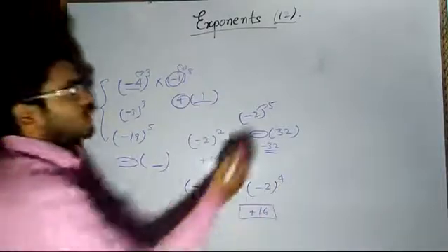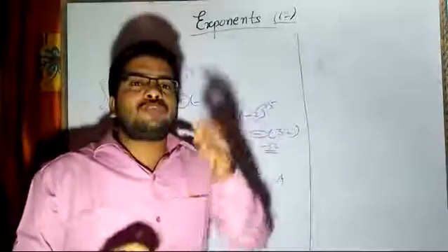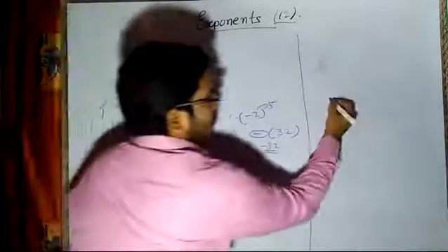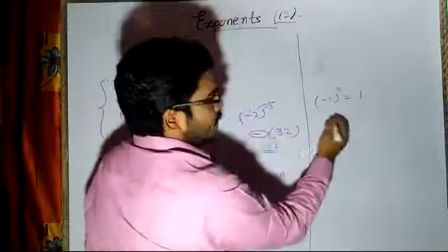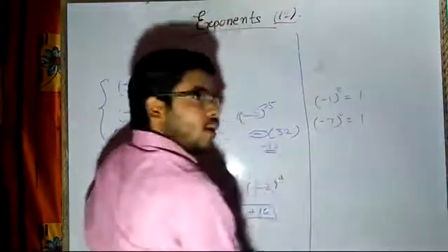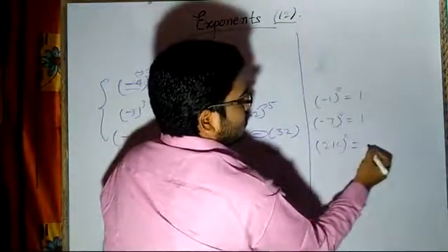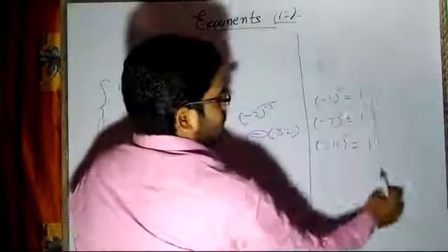Now one more thing, any number raised power 0 will always be equal to 1. Suppose I have minus 1 raised power 0, the result will be 1. If I have minus 7 raised power 0, it will be again 1 only. If I have 2 1 16 raised power 0, then also my answer will always be equal to 1. So this thing you should remember.